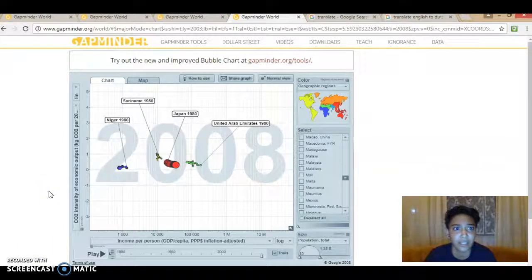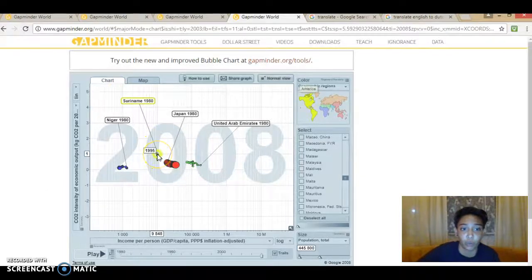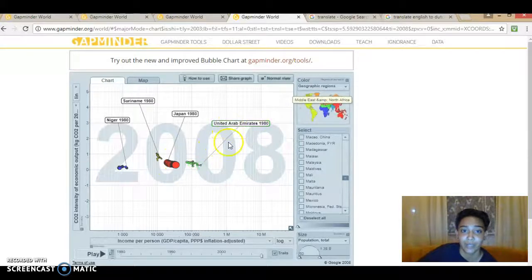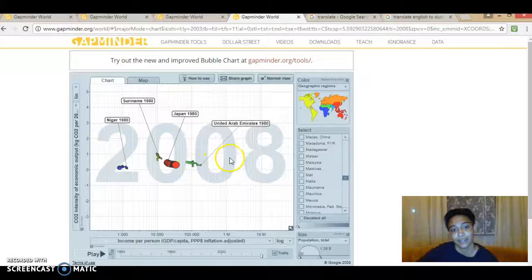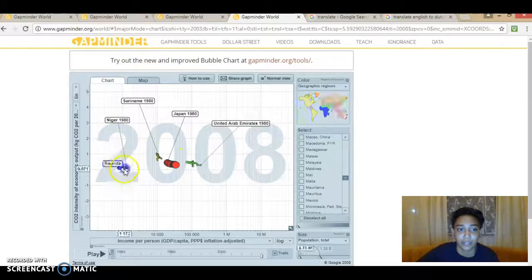This is the second indicator of SDG 12, where you can see that Suriname has been going down. That's because we had a bauxite company, and that's closed now. That's why the CO2 intensity of economic output is going down. The United Arab Emirates is going in one line. That's because they produce oil. Japan is also the same, and Niger is, you can say, a very poor country.